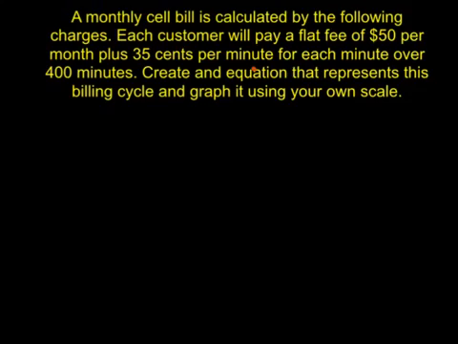Example 2. A monthly cell bill is calculated by the following charges. Each customer will pay a flat fee of $50 per month plus 35 cents per minute for each minute over 400 minutes. Create an equation that represents this billing cycle. We will graph it later on. What do I start with? Okay, y equals mx plus b.